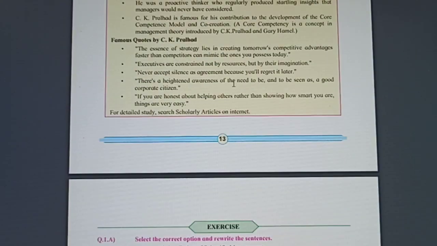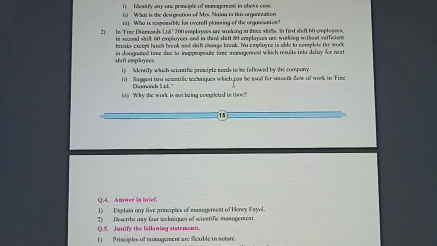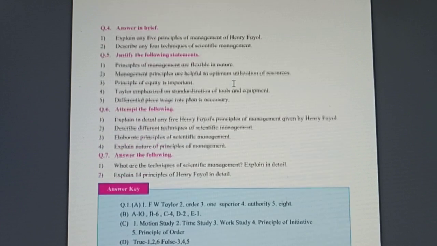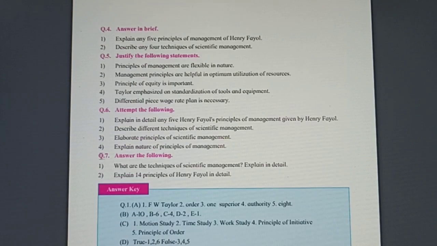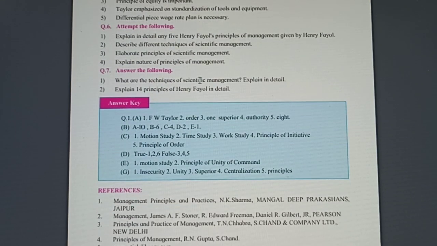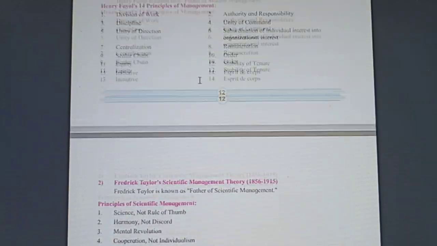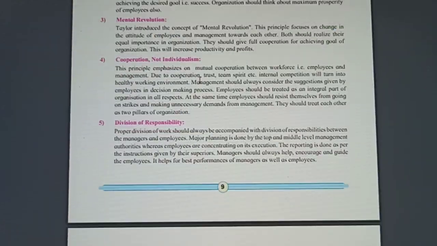And then you have all this question answer part, objective parts. Okay, so let us see the main questions that are asked here. Long questions, see there are 2 long questions given here. What are the techniques of scientific management? Explain the 14 principles of Henry Fayol. So such types of questions can be asked in long answer and in short also. So you have to prepare everything and then go by the marks. As per the given marks you have to answer your question.